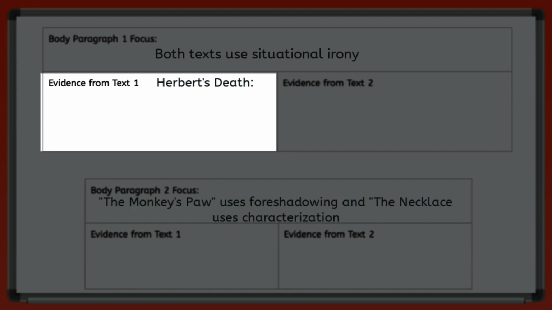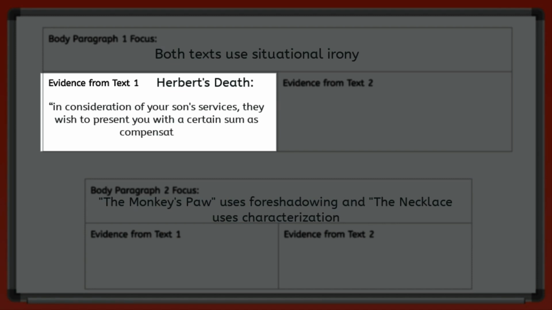I'm going to use the part where the firm offers the Whites compensation, which grants their wish at the expense of their son's life. The quote reads, "In consideration of your son's services, they wish to present you with a certain sum as compensation." I know that I will have to use in-text citations, so I'm going to go ahead and add that now. This quote comes from page 17, so my citation would be my author's last name, which is Jacobs, 17, which is the page number, and then close the parentheses and put the period after the parentheses.